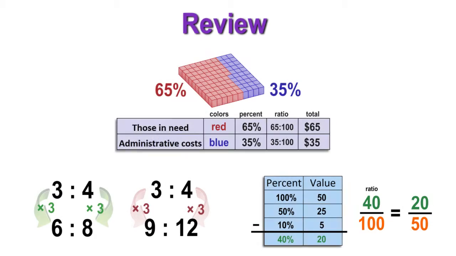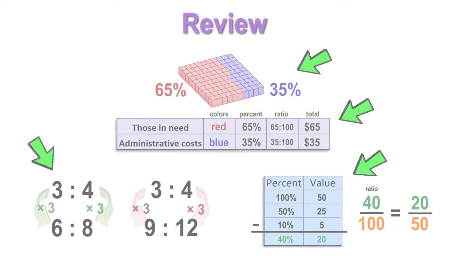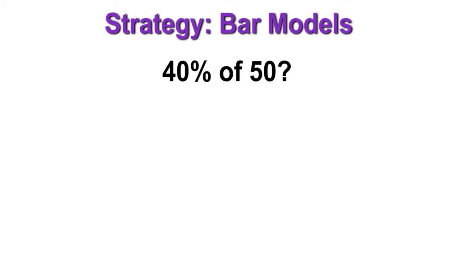In previous lessons, students solved percent problems using grids, ratio tables, equivalent ratios, and ratio reasoning. In this lesson, we will use bar models and equations to solve these types of problems. Let's begin with: what is 40% of 50? Writing 40% as a ratio in fractional form, the question becomes, what is 40 hundredths of 50?